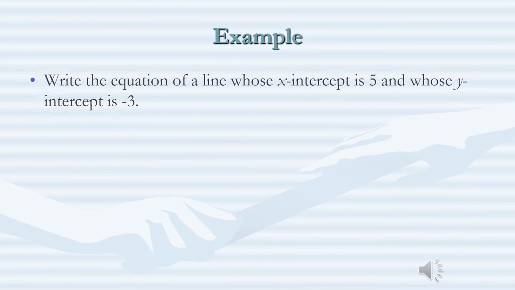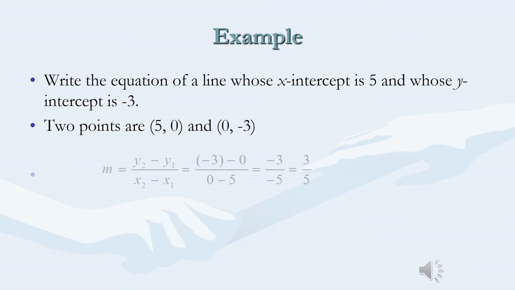Here's another example. Write an equation of a line whose x-intercept is 5 and whose y-intercept is negative 3. Pause the video at this point to give yourself a chance to do the example. So if the x-intercept is 5 and the y-intercept is negative 3, my 2 points are 5, 0 and 0, negative 3. From there, I can find my slope. Plugging them into the slope formula gives me a slope of positive 3 over positive 5 because I have a double negative.